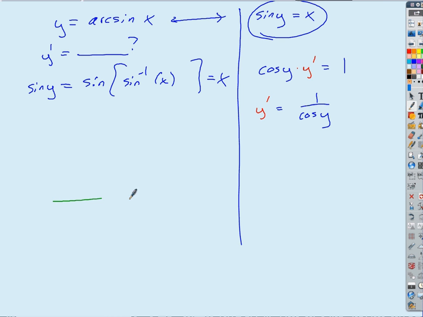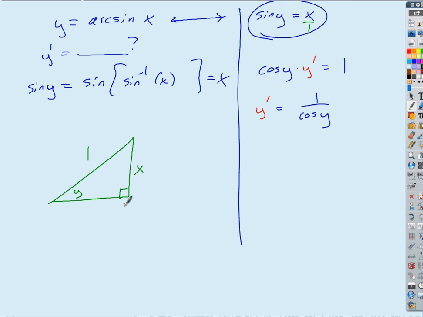If I build a reference triangle based on this relationship right here, what does that mean if sine y equals x? There's a right triangle, and y is an angle, so we could call that angle y. What's the SOHCAHTOA relationship then? Sine y equals, by SOHCAHTOA, opposite over hypotenuse. So that's the ratio of x over 1, isn't it? So the opposite of y is x and the hypotenuse is 1. So what does that make the bottom length?